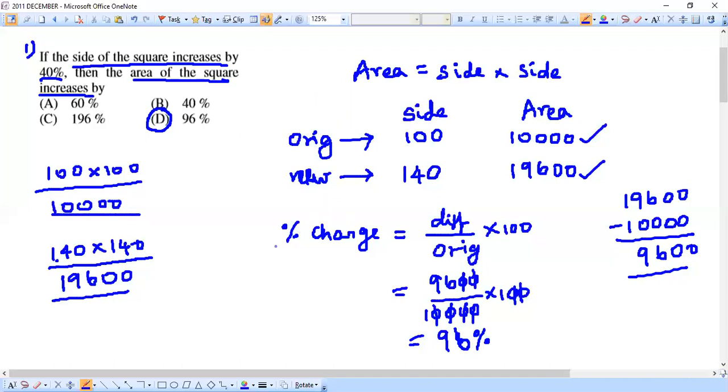And they're asking how much percentage is increased. That means we are supposed to find the percentage change. So percentage change is always equal to difference by original into 100. The difference is the difference between the original area and the new area. That difference, 9,600, we put in the numerator, divided by the original area, 10,000, in the denominator, and into 100. On simplification we get the answer as 96. So option D, which is matching with our answer, is our final answer. Yes, let's move on to the second question now.